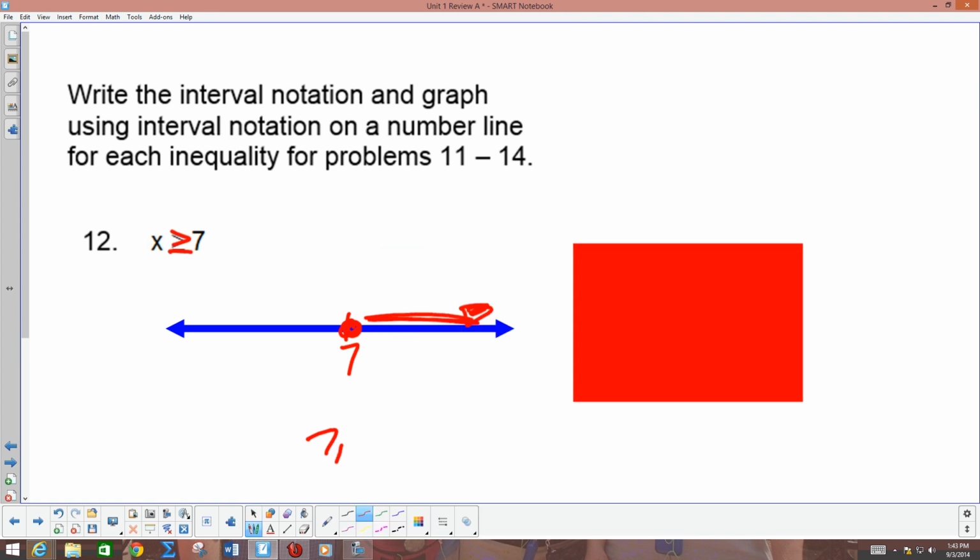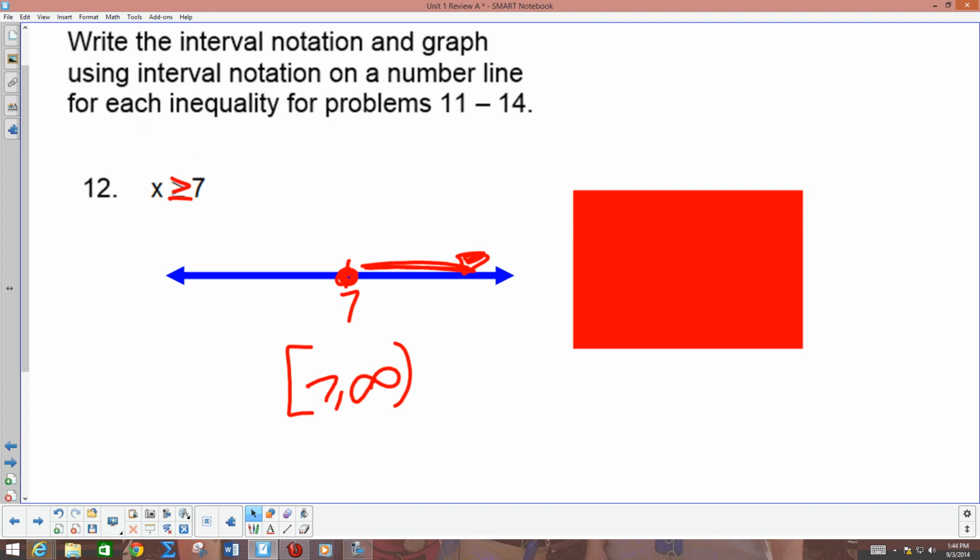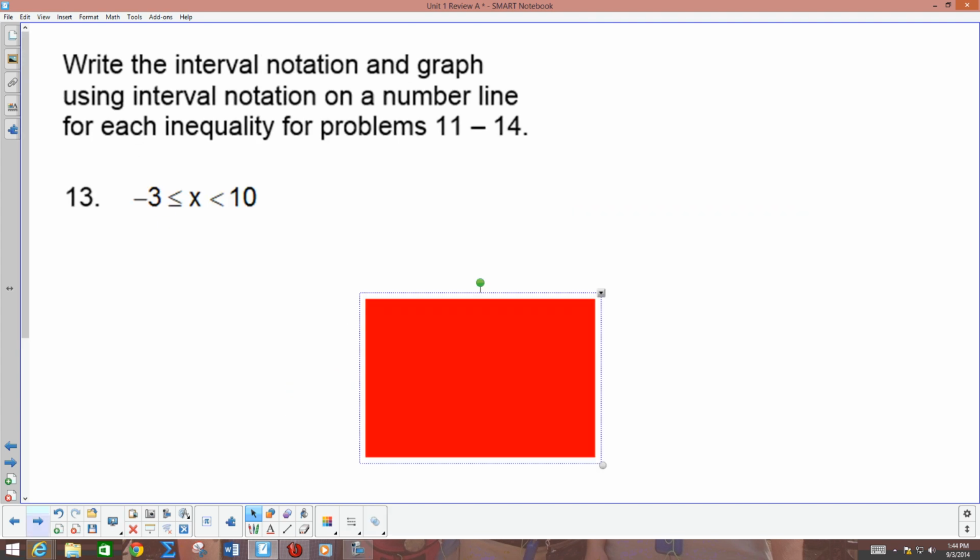It goes to infinity. End mark for infinity is always a parenthesis. This time I have a solid dot. And so what does a solid dot mean? It means a bracket. It's included. It's part of the graph. And so that's going to be a solid dot. Number 13.